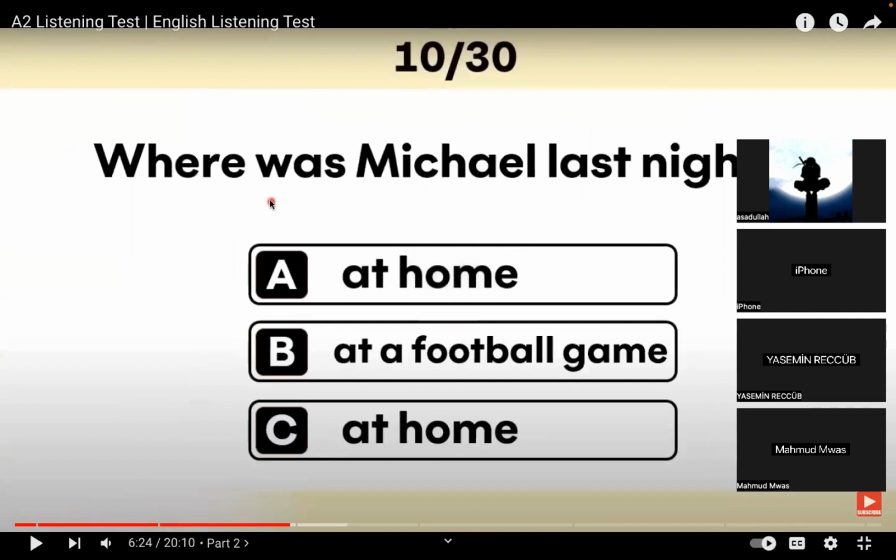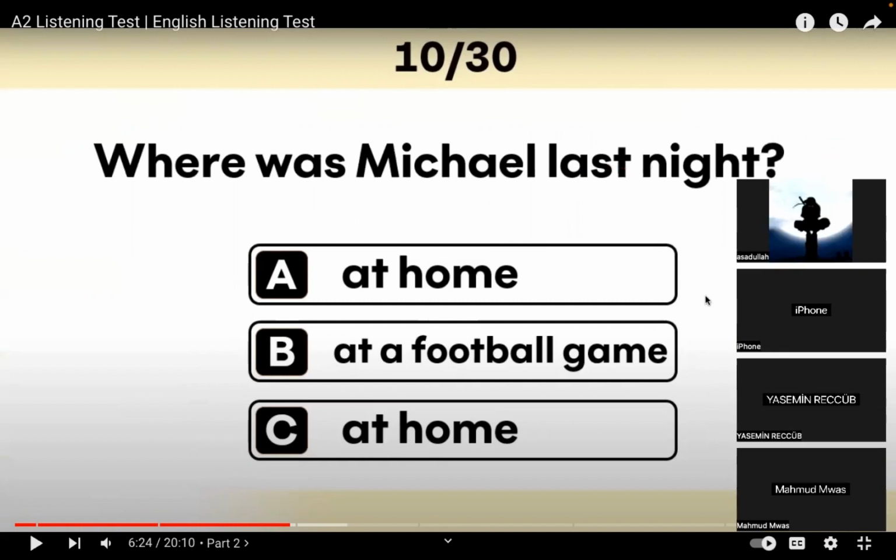Number 10. Where was Michael last night? At home, at football game. At home is twice, so at home or at a football game. Which one is the correct answer? A. Are you sure? Or maybe C? Mr. Sneem? He said he was studying with Charles or something. So at home. No? Okay.